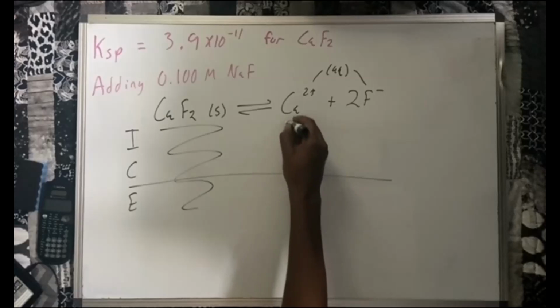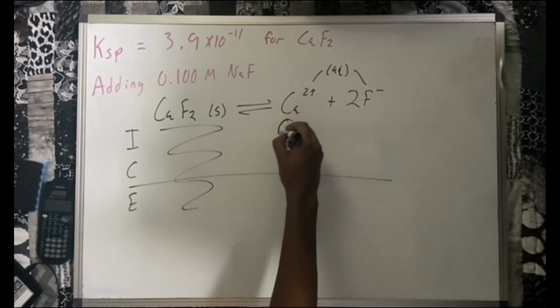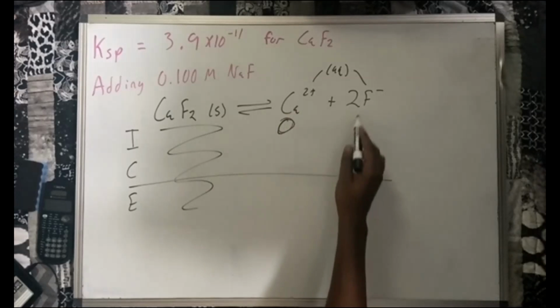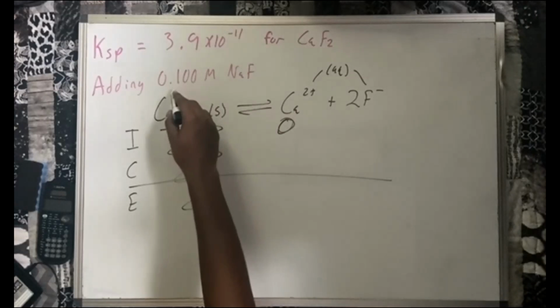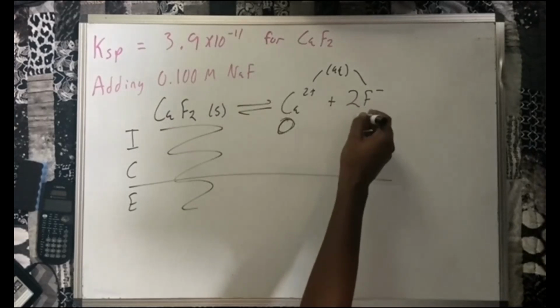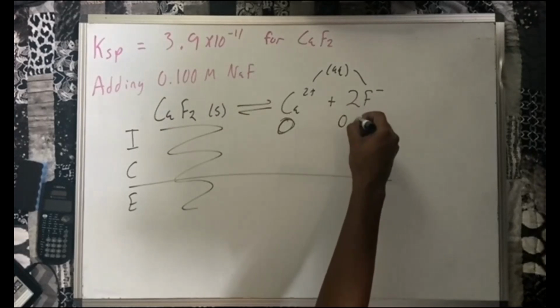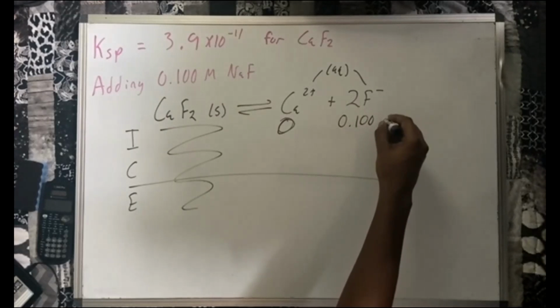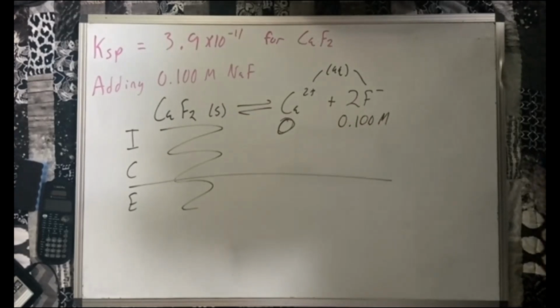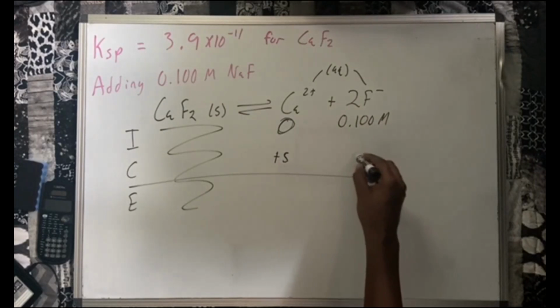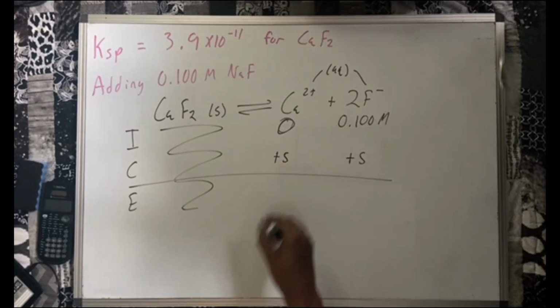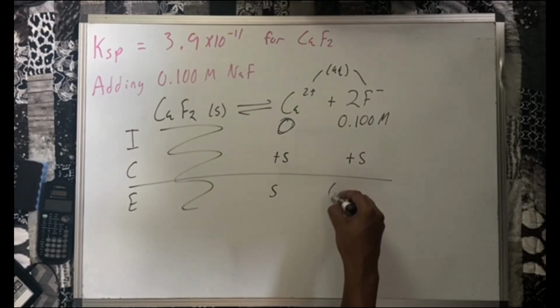Here, 0. No calcium's floating around in there. Here, though, I have this floating around. It's going to completely dissociate into F minus and the sodium. But here we have F minus, so I need to put 0.100 molar. Then, I have a 0 right there, so I have to add S to this side. Plus S, plus S.